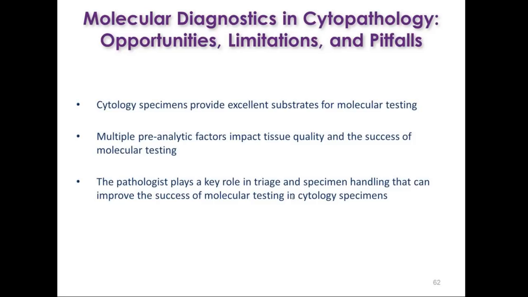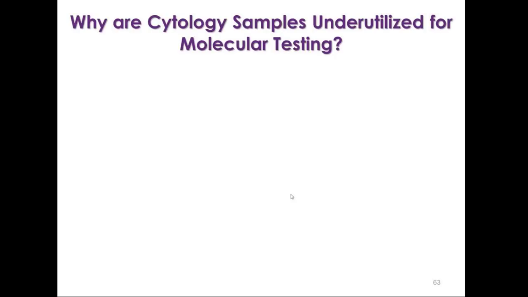So coming back to my summary, which I showed you before, I wanted to emphasize that cytology specimens are an excellent substrate for molecular testing. There are pre-analytic factors that will impact the tissue quality and the success of your testing. And so recognizing these factors is important. And we as pathologists play a key role in triaging and handling these specimens. So we are the gatekeepers of these specimens, and we can improve the success of testing as long as we're aware of these factors. So why are cytology specimens still underutilized?